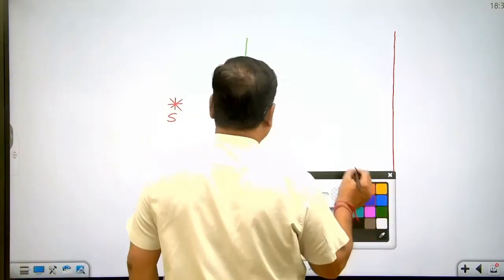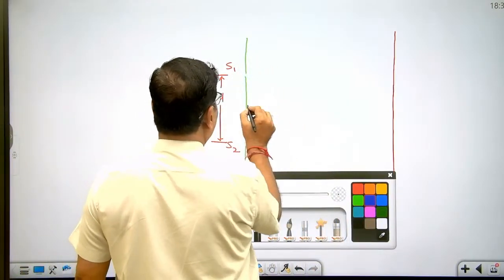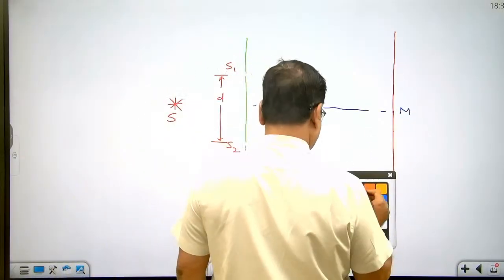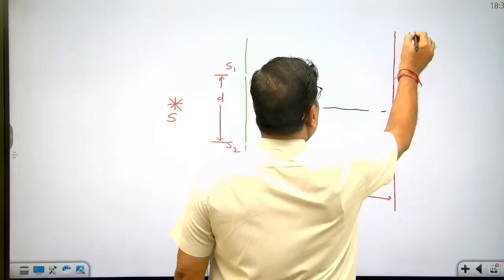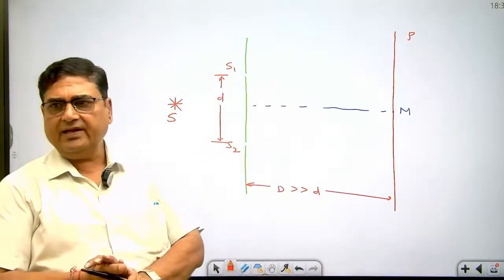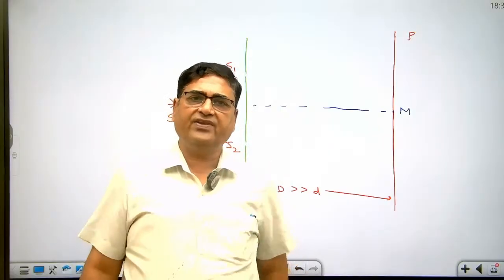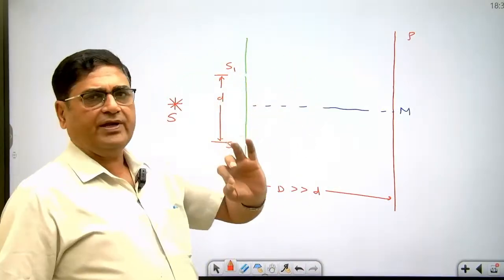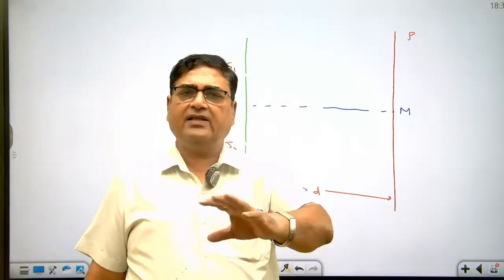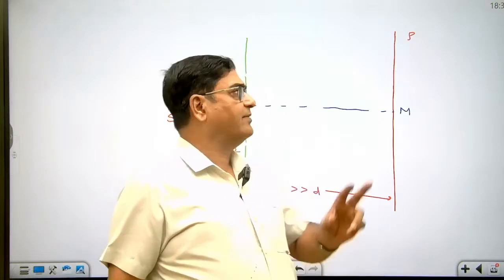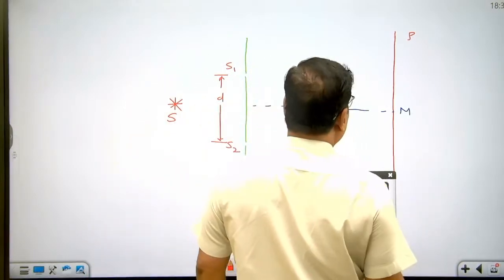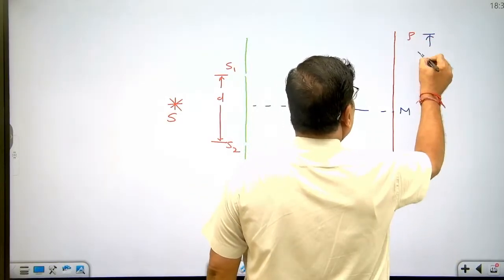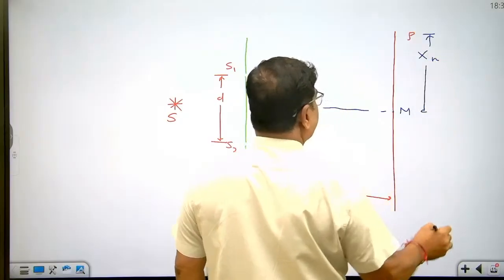Okay. Now, dear student, let us see, this is the center point. Okay. Now we are assuming a point P on the screen where the nth order bright fringe is getting formed. One question definitely comes in the whole exam. We will see each and every point in this YDSE experiment that will clear your fundamentals from zero to hero. Okay. Dear student, first we are calculating for the bright fringe. Okay. Let us assume a point P on the screen, where the nth order bright fringe is getting formed.